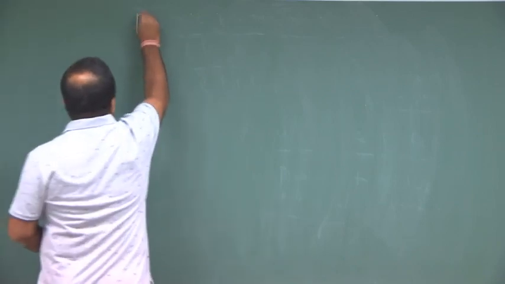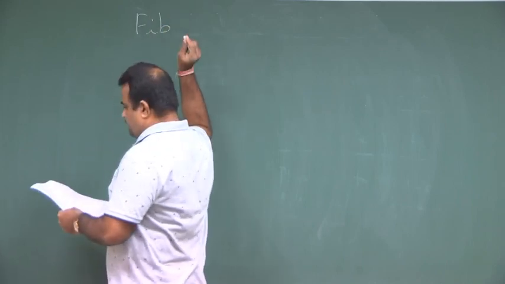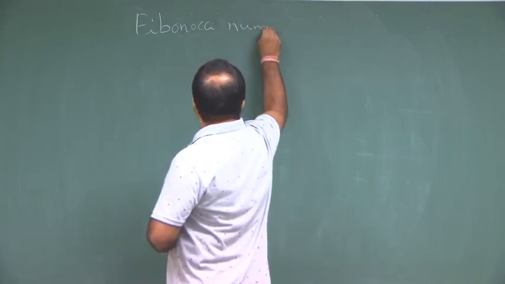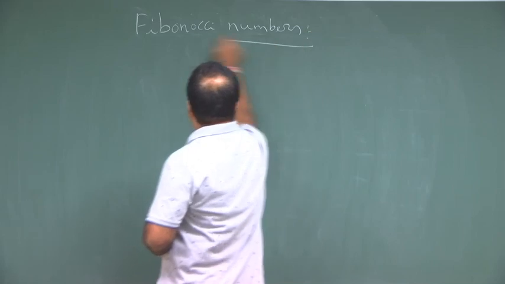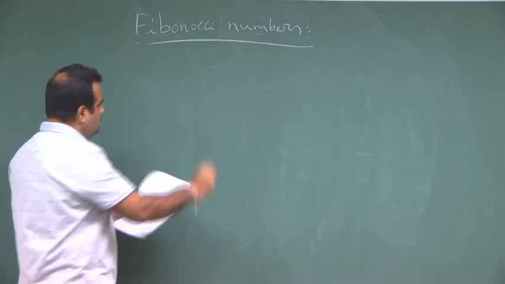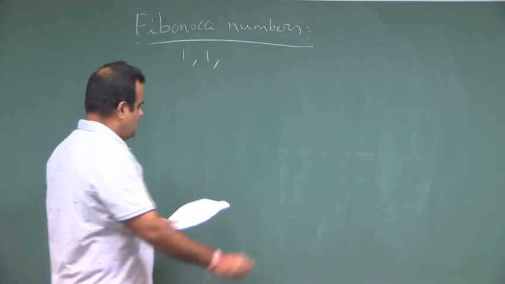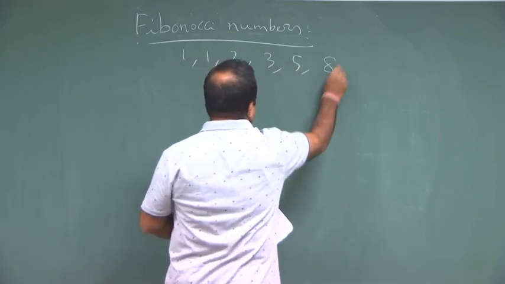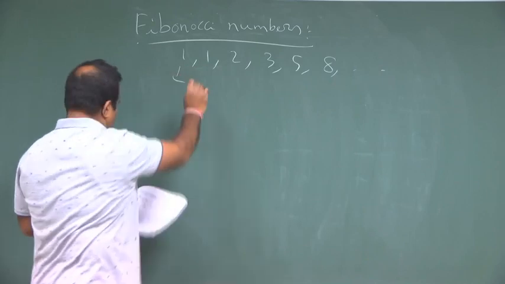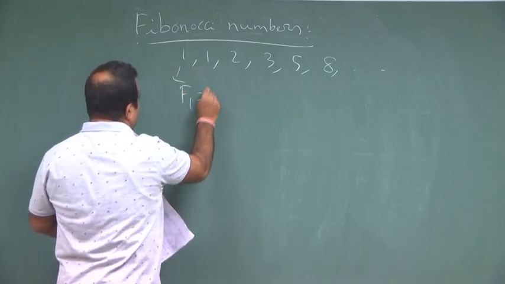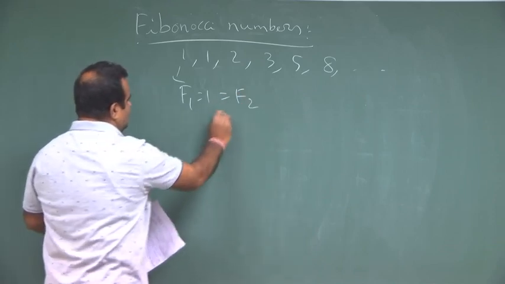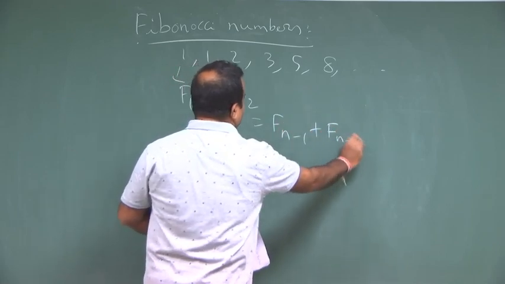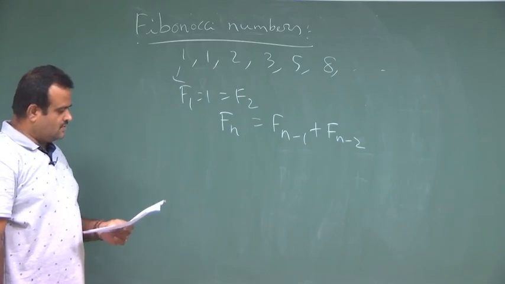Here is the definition of the Fibonacci number problem. What are the Fibonacci numbers? Basically they start with 1, 1, then 2, 3, 5, 8. Each is the sum of the previous two. So f1 is 1, which is the same as f2, and fn is fn minus 1 plus fn minus 2. This is the formula.